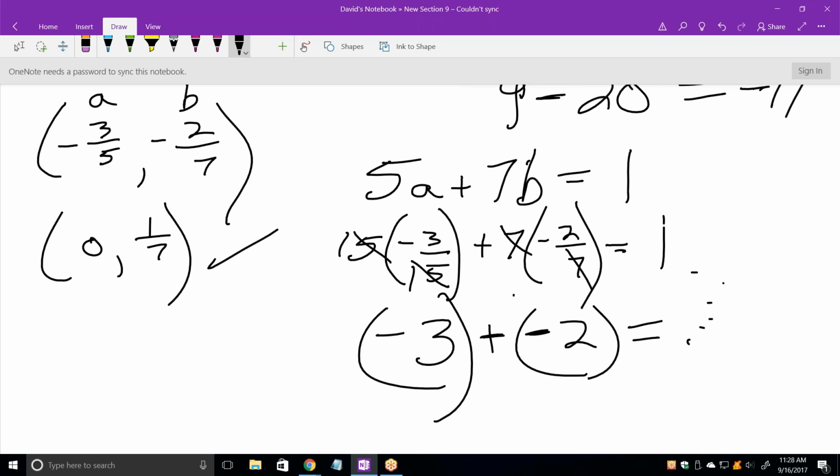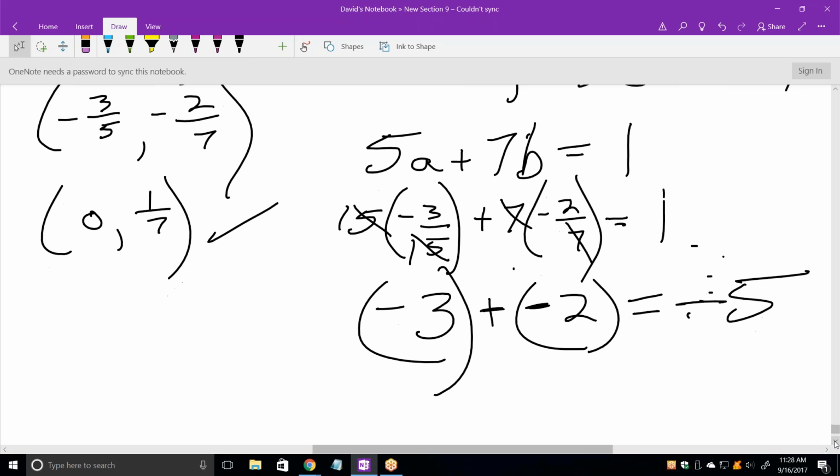If you had a different sign on the 3, that would be a proper equation. Now it's not. It's -5. So is the ordered pair -3 over 5 and -2 over 7 a solution of the equation? Correct, it is not. The other one is.